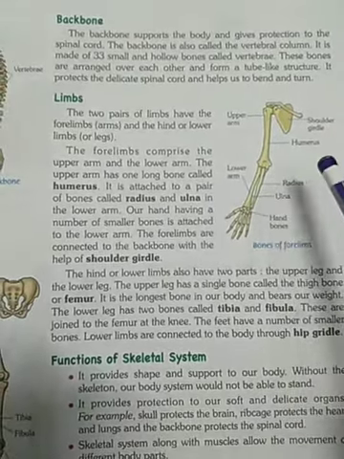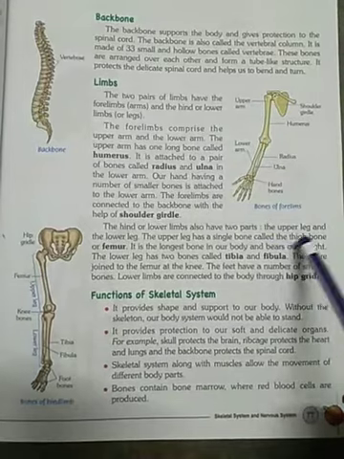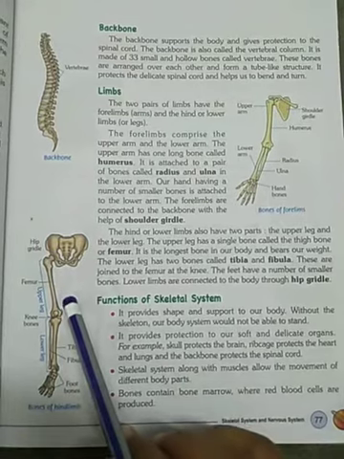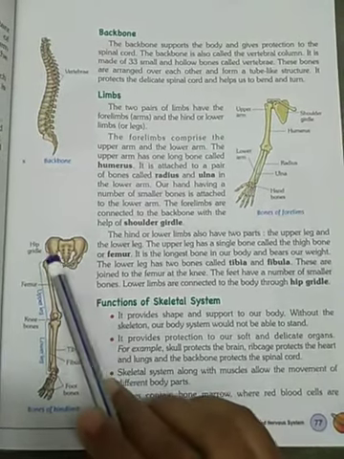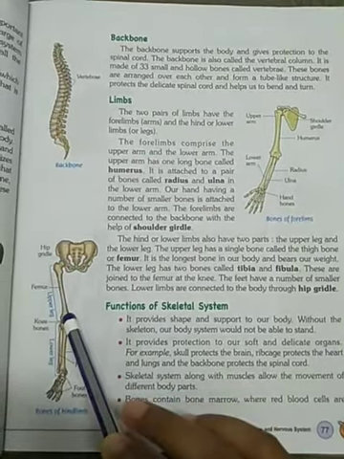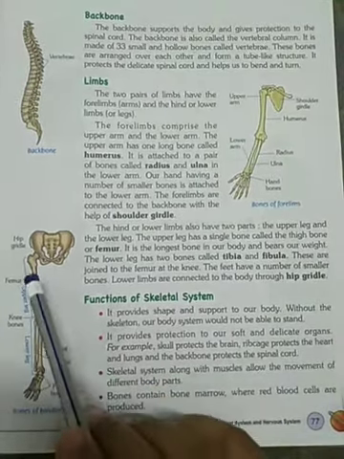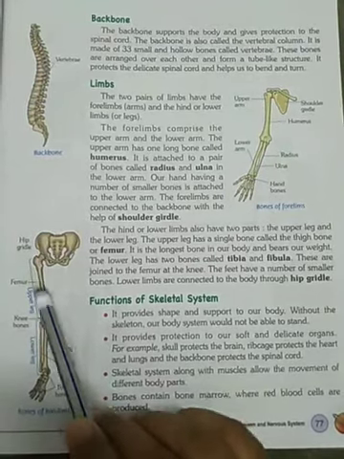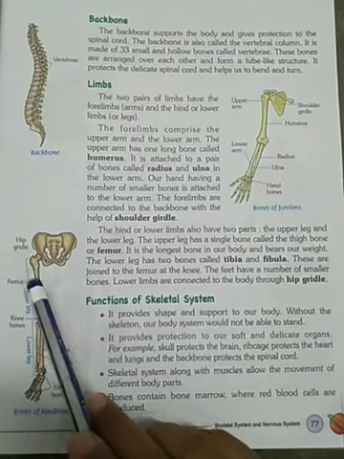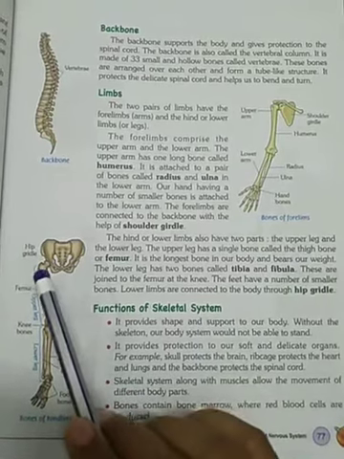The lower limbs also have two parts, right? The upper leg and the lower leg. The upper leg has a single bone called the thigh bone or femur, right? Look at this, this is the thigh bone or femur. Okay, so in the upper leg one long bone is present, that is the femur, and it is the longest bone in our body and bears our weight. Okay, so the longest bone in our body is the femur.